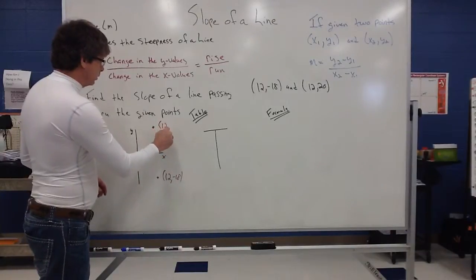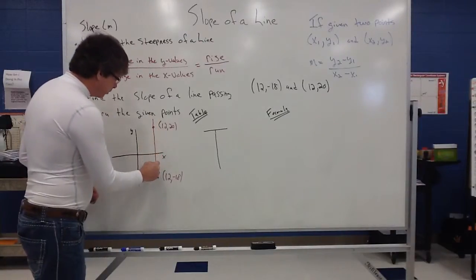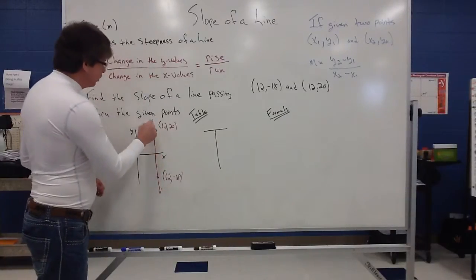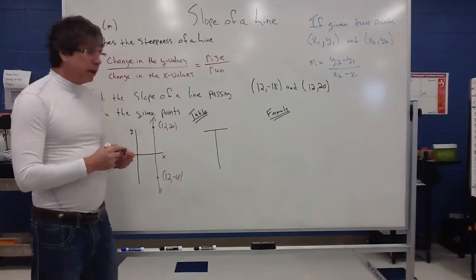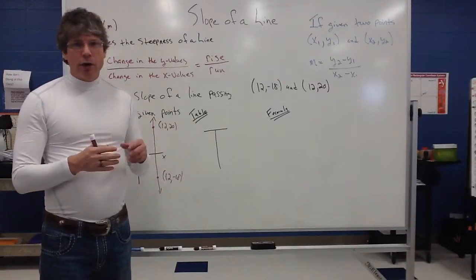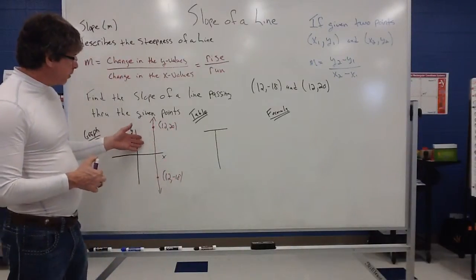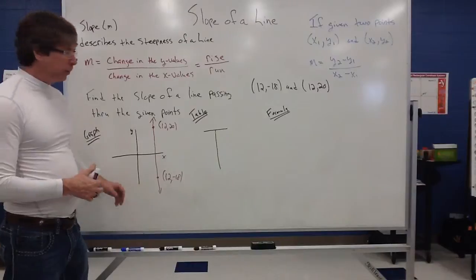And my line would be drawn through those two points. What we pick up on is this is a vertical line, and from our discussions, we know that vertical lines actually do not have a slope. So the graph would tell me that this is no slope.